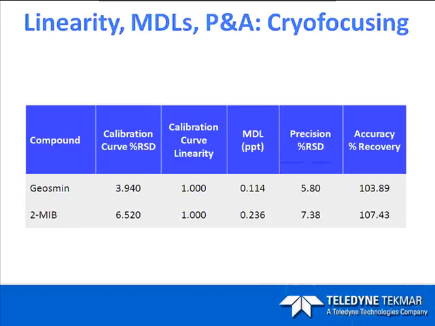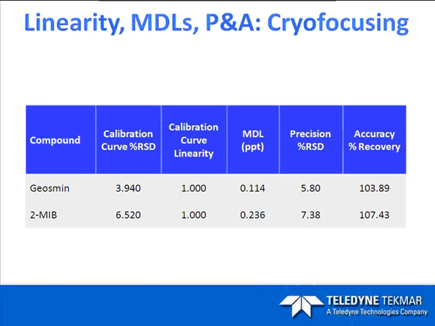This table is a summary of the linearity, method detection limits, and the precision and accuracy. The calibration curve linearity, as we mentioned in the previous slide, was 1. We ran the MDLs, as I said, 7 replicates at 1 part per trillion, and the MDL for Geosmin was 0.114, and for 2-MIB was 0.236. The precision, the percent RSD for those 7 samples, was 5.8% and 7.4% respectively. And the percent recovery for both analytes was around 104 and 107%. So very good overall analysis for the cryofocusing.